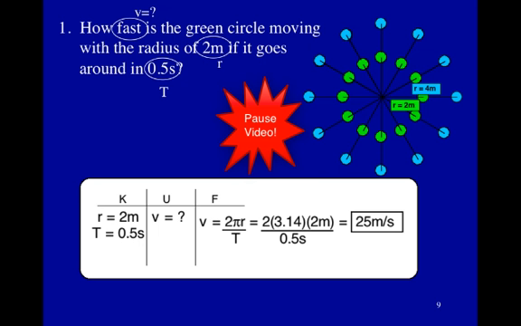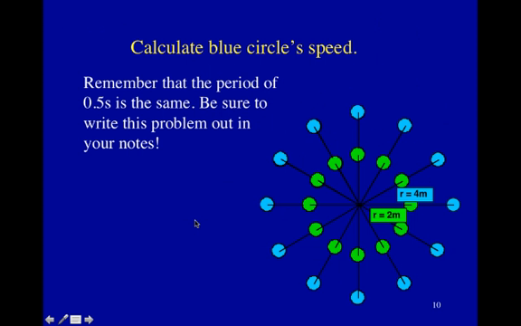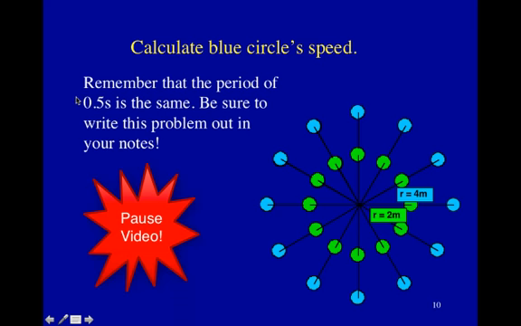Please note this. So now it's your turn. You're going to use the same equation and calculate the speed of the blue ball going around. Note that it is the same period of 0.5 seconds. Give it a shot and come back to the video and see how you did.